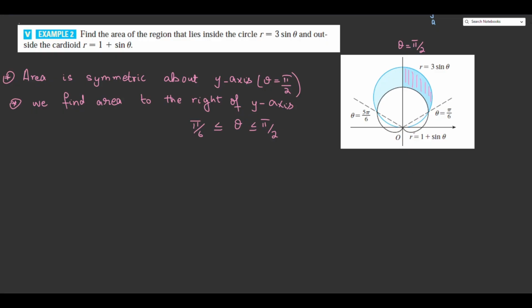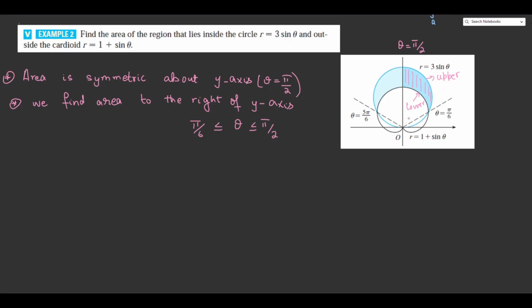Okay, so here if the figure is given to you, you can see this is our upper curve, the circle, and the lower curve is the cardioid, r equals 1 plus sine theta. This is our lower curve.